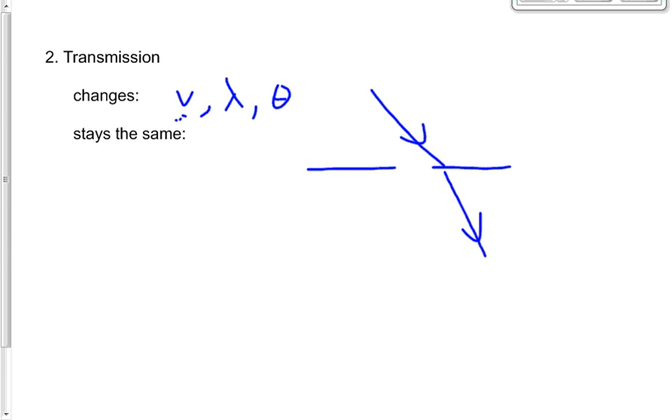I gave you guys the soldier analogy yesterday, right? Marching on pavement, marching in the swamp. What happened? Well, the speed changed. That caused the wavelength to change. And it also caused the direction to change because they entered that swamp at an angle.